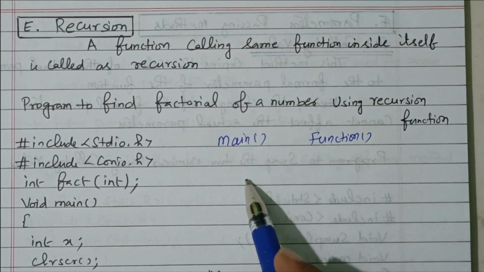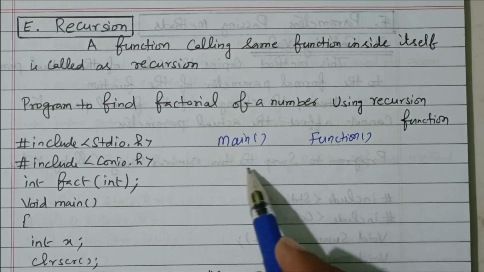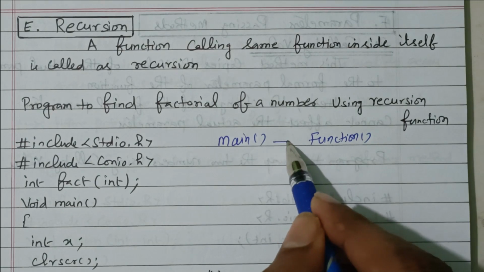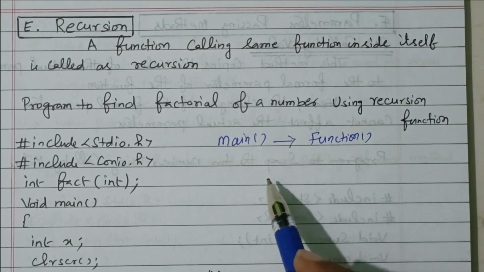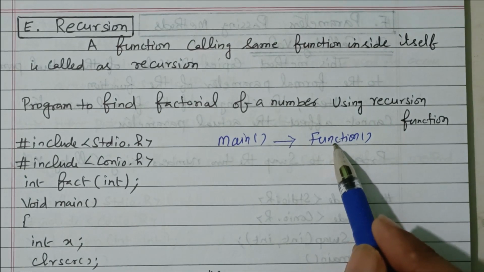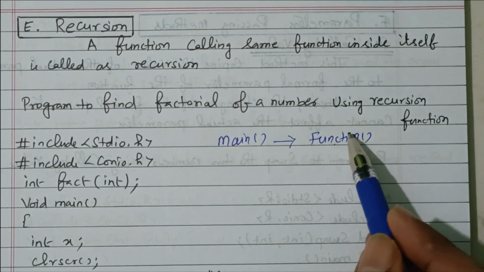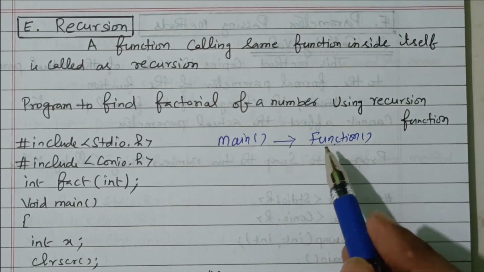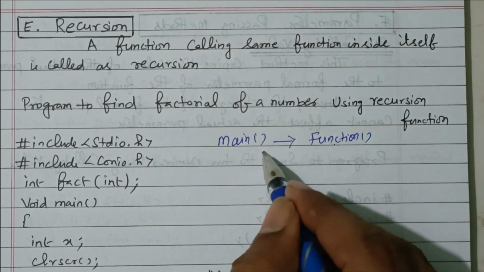A main program can be complex, so it can be divided into functions. So we are calling the function from the main program. Suppose this function calls itself inside. We are calling one function, and the same function calls itself again and again. This is known as recursion. We will see one practical example.